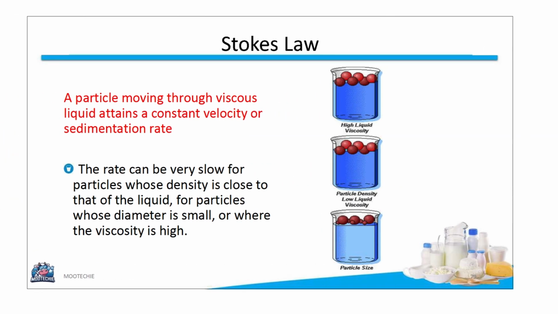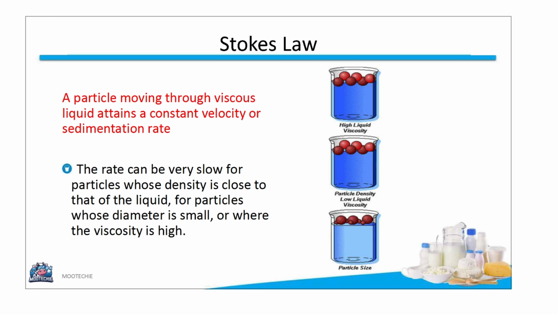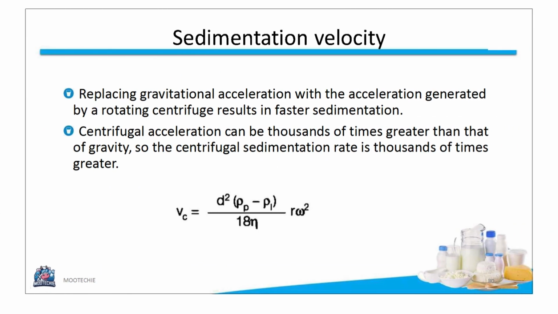Stokes' law governs the sedimentation of a particle moving through a viscous liquid. The particle attains a constant velocity. This rate is very slow for particles with a density close to the liquid, for very small particles, or when the liquid viscosity is high. The graph shows how sedimentation rate is affected by liquid viscosity, particle density, and particle size.